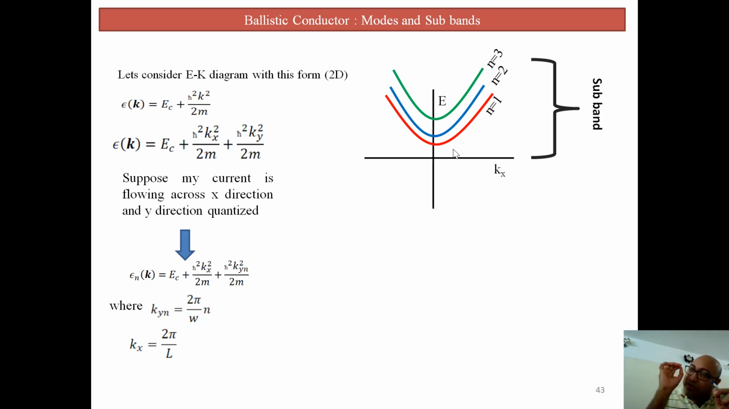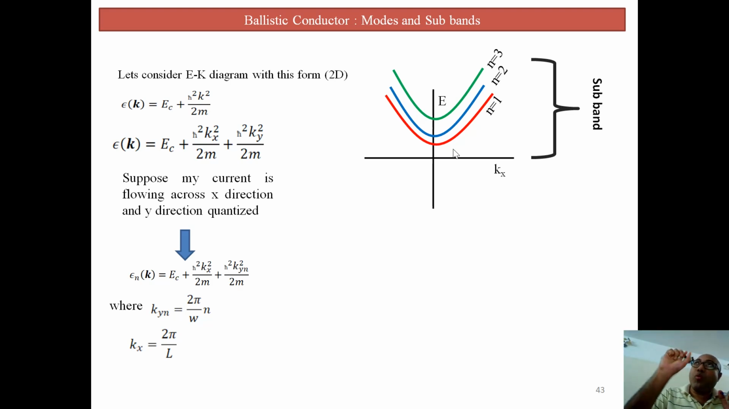Even so, at a ky value, if you fix one of the ky values and plot kx, though it is not quantized. Here I have considered a special case where it is quantized. Even suppose both kx and ky are not quantized, what we can do is take a particular ky value and plot the E-k diagram. But the very common way to have a subband is when one direction is quantized and in the other direction the current is flowing.